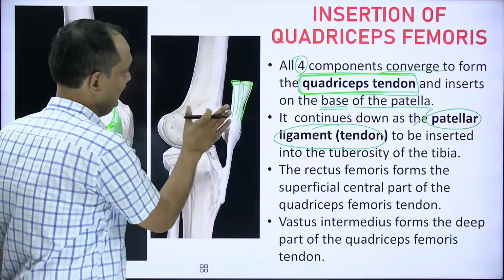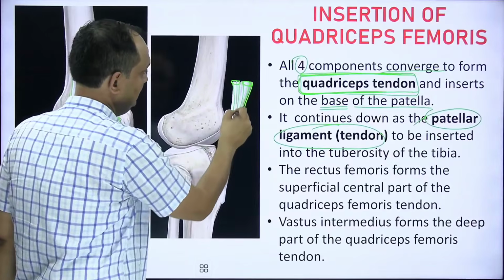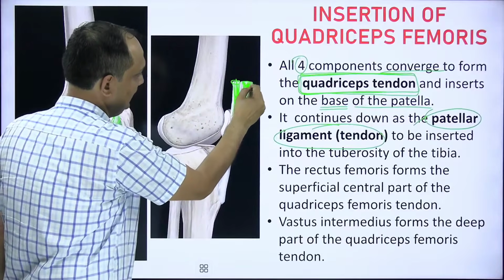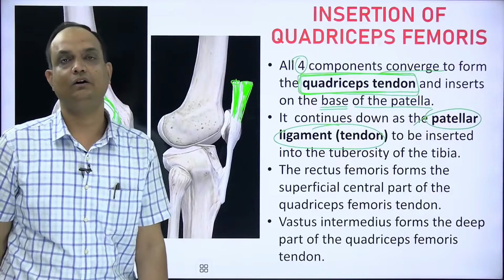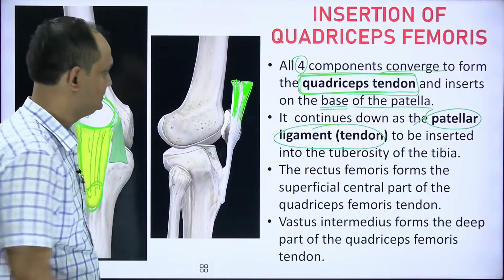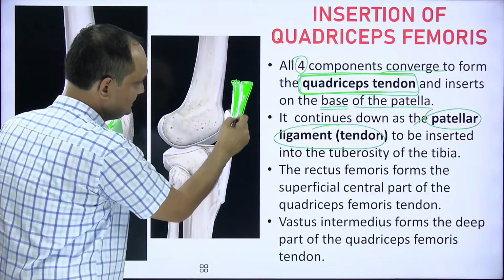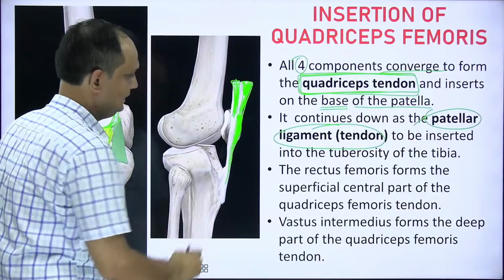When you see the lateral view, you can appreciate that vastus intermedialis is present just deep to the tendon of rectus femoris, which is the most superficial part of this quadriceps tendon. Some fibers of the rectus femoris pass over the anterior surface of the patella, and then they merge with this patellar ligament.